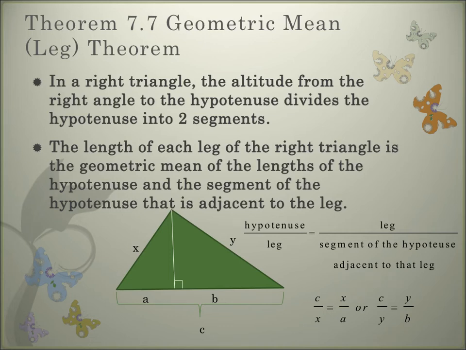Theorem 7.7 is the geometric leg theorem. This one has a lot of words, and I'm going to give you an acronym in a minute. But for now, let's get it filled in. Again, I still have the original right triangle, in yellow, and again, it's going to split that hypotenuse into 2 segments. So again, this would be segment 1, segment 2.